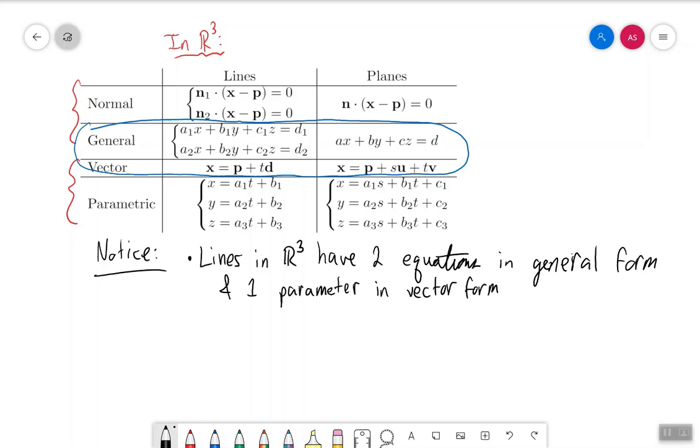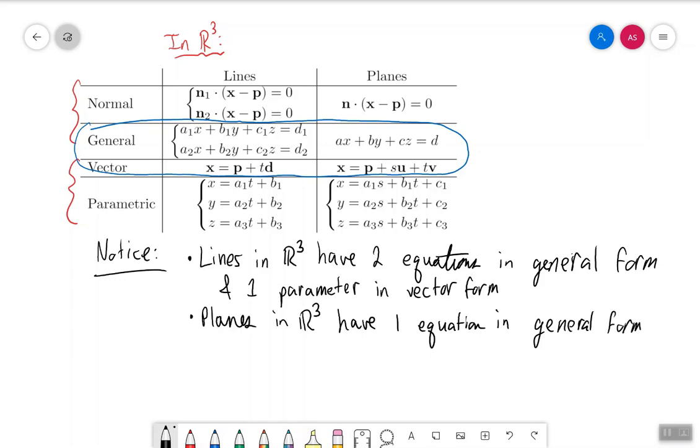On the other hand, planes in R3 have one equation in general form and two parameters in vector form.